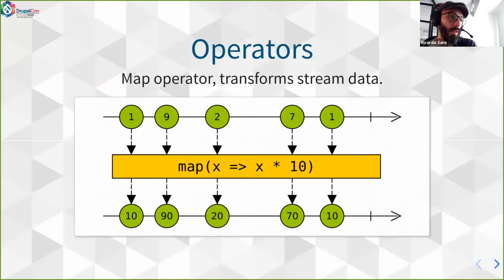Another example is the map operator that simply transforms the data. In this case, what it does is just multiplying the received value by 10. So we have first 1, and the output is 10. Then the first observable emits 9, and the operator will emit 90. So as you see, it's very simple. Operators just take data from an observable and emit the altered data.